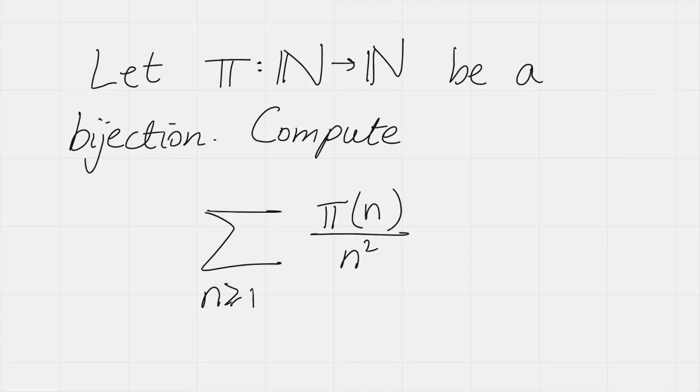I've got an interesting infinite series problem. We want to compute the sum from n equals 1 to infinity of π(n) over n squared, where π is just a bijection between the natural numbers. So in other words, π is just a permutation of the natural numbers. If you want to have a go at evaluating this sum, pause the video now and give it a go for yourself, and I'm going to dive straight into a solution.